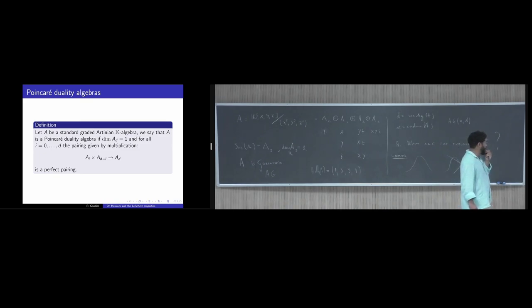So a standard graded Artinian algebra is called a Poincaré duality algebra if the dimension of the last non-zero graded part is 1. So it's the field, up to the choice of a generator, and the pairing given by the restriction of the multiplication map in complementary degrees is a perfect pairing. And in fact, it's a characterization of Gorenstein algebras. An AG algebra is always a Poincaré duality algebra, and vice versa. Every Poincaré duality algebra is Gorenstein.